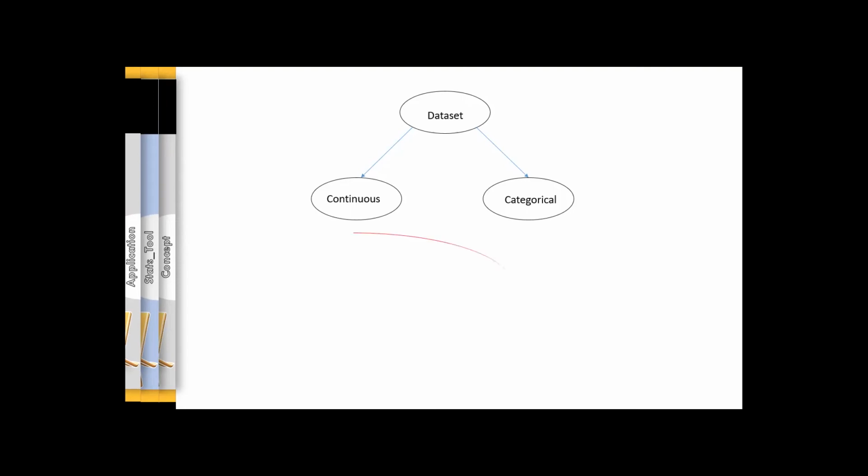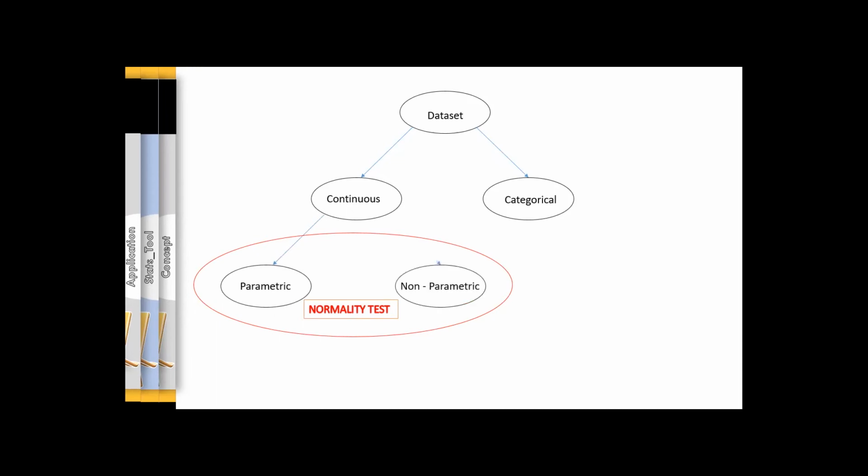Now, these continuous variables can be subjected to normality tests. A continuous variable that passes the normality test is called parametric, while a continuous variable that does not pass the normality test is called a non-parametric continuous variable. But why and how do we undertake normality tests?